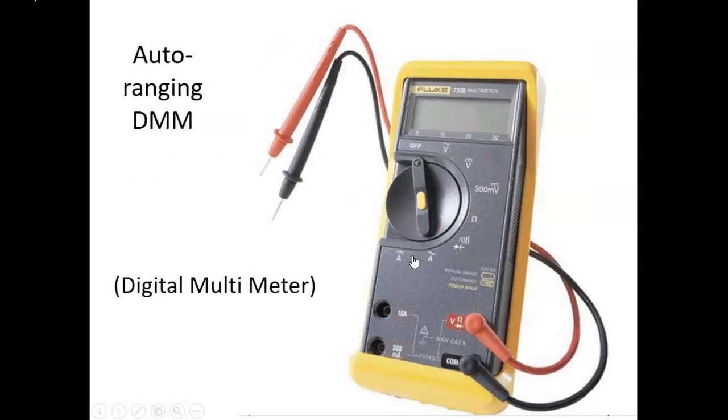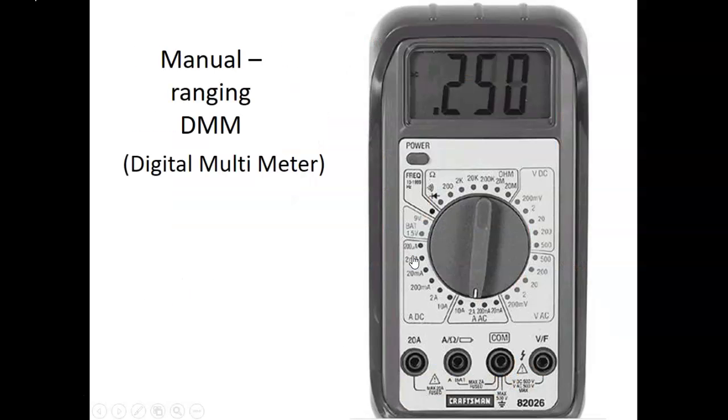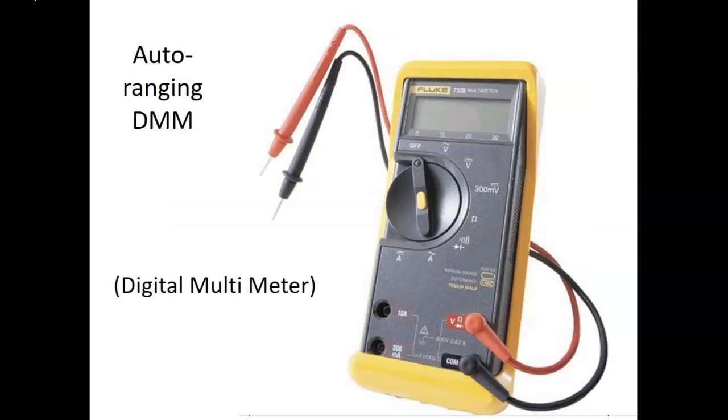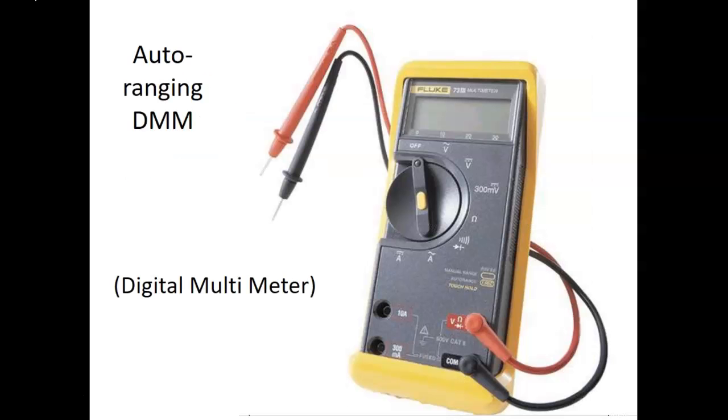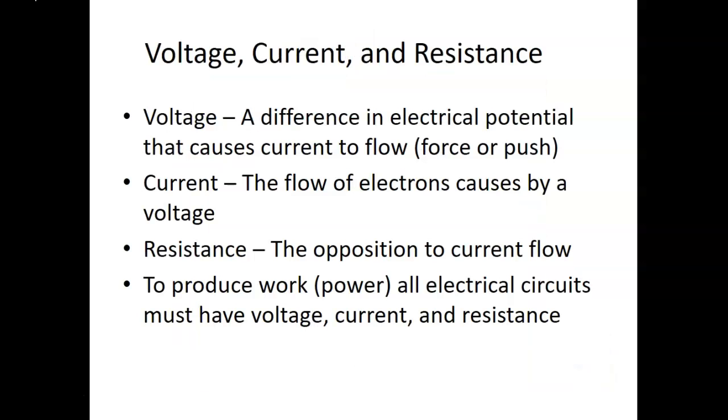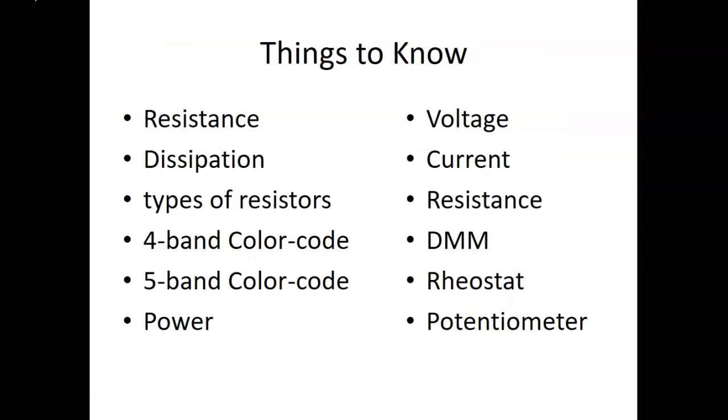Okay? All right, so you have a manual ranging meter, which, as you can see, you have to twist the dial to get to where you want. These are very common, pretty cheap. You have auto ranging, which just kind of moves through the sections on its own. Oscilloscopes. All right. So if y'all got any questions on this chapter or on things we've covered so far?